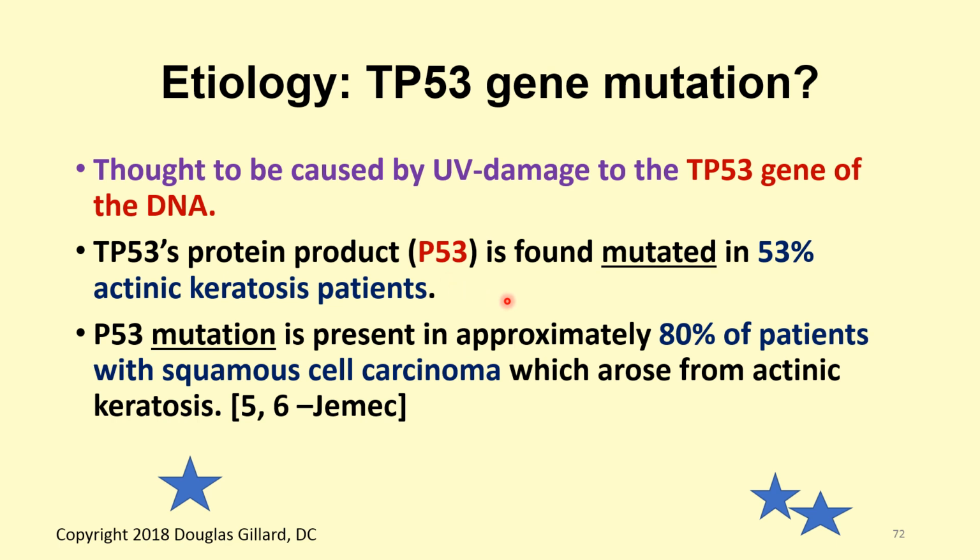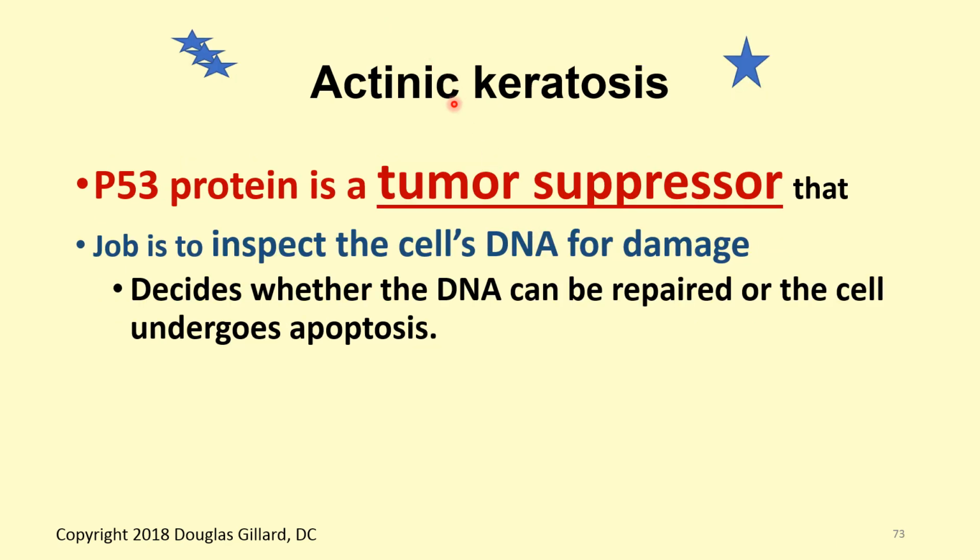P53 is found mutated in about half of the people with AK, but the mutation is found in 80% of the patients with squamous cell carcinoma. So that's a pretty strong indicator. It's not a perfect story, but mutation of the TP53 gene from sun damage is probably the cause of this. So what does all this mean?